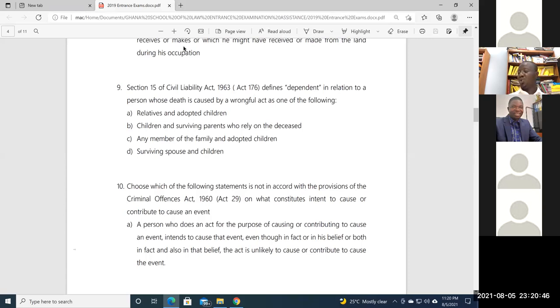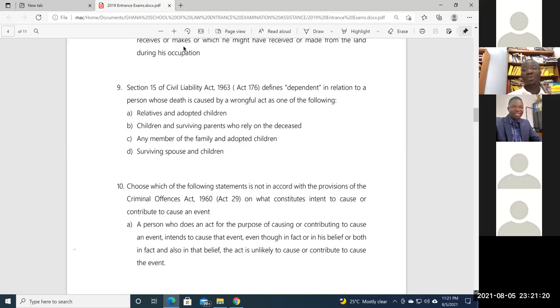Okay, so things like this, you just have to look at them and be able to remember some of them. But more importantly, for those who are Ghanaians, the law has saved our customary law approach to family. So whether you are patrilineal or matrilineal, that will let us know who the member of the family is for purposes of the Civil Liability Act, particularly section 15. Okay, so let's move on.